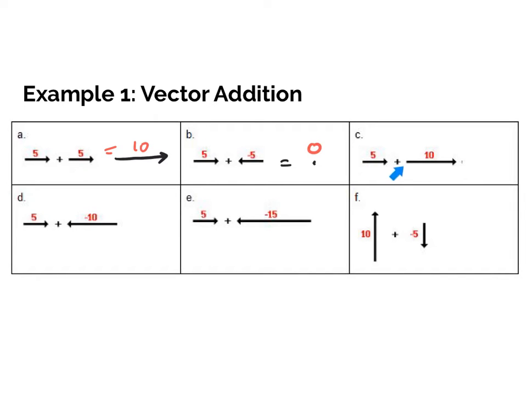So here I have, again, 5, but I'm going to add to it 10. So what that's going to create is an overall vector, by combining those two, an overall vector of 15. So I would add them again being in the same direction.